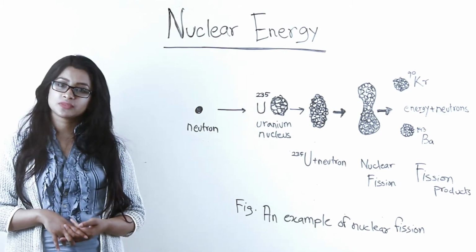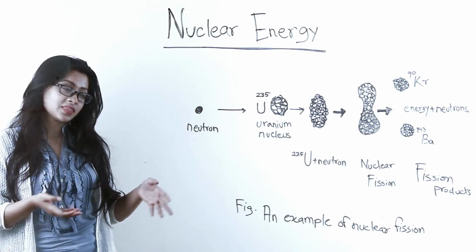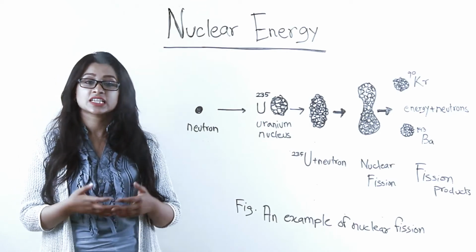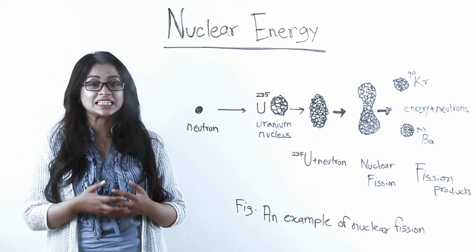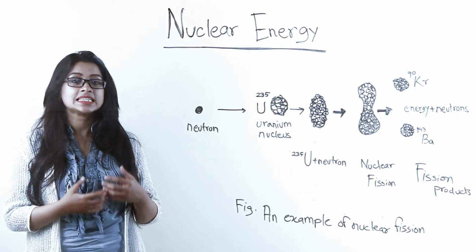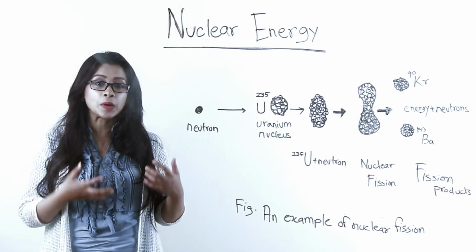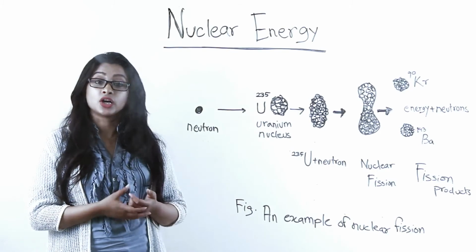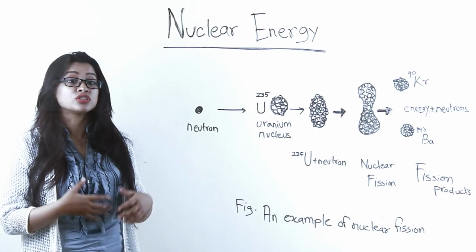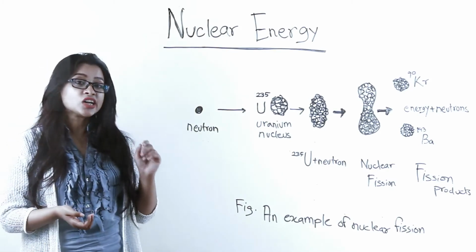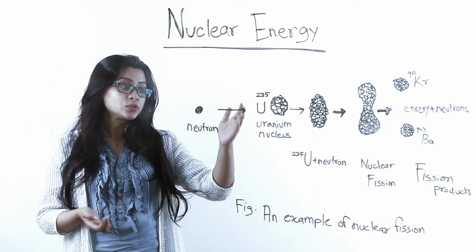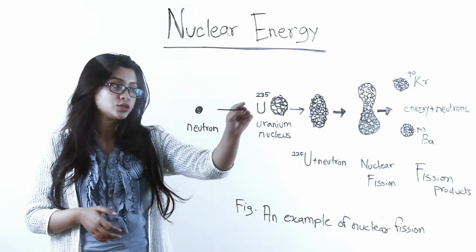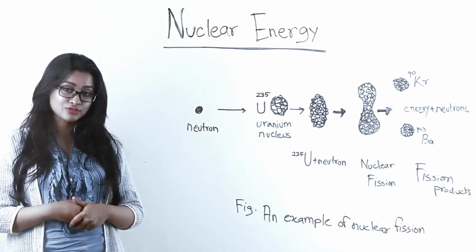What is nuclear fission? Nuclear fission is something that you can see in this diagram. It is a reaction that is carefully conducted in a nuclear reactor. It is the artificial bombardment of a nucleus, in this case a uranium nucleus, which is also the fuel. It is the artificial bombardment of a uranium-235 nucleus with a neutron. 235 is the mass number of uranium.